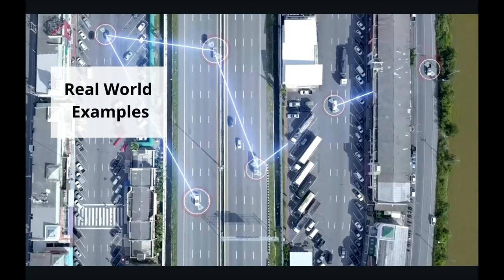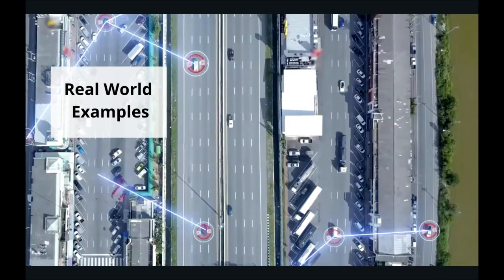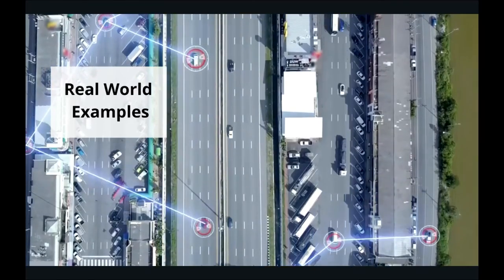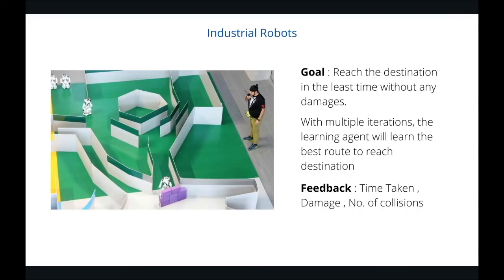All right, now let's look at some real world examples of reinforcement learning, and the one running in the background is that of self-driving cars, also called autonomous cars. Now let's look at a more practical example, your industrial robots, where the goal of the robot is to reach the destination in the least time but without any damages. So these robots are trained through multiple iterations to identify the best route to reach the destination. And the positive and negative feedback is given on the basis of time taken, the damages, and also the number of collisions.